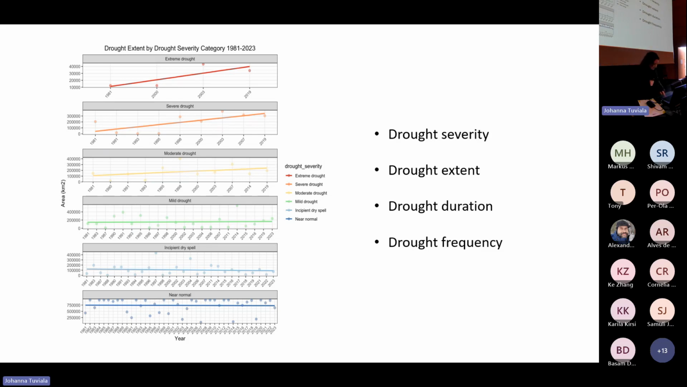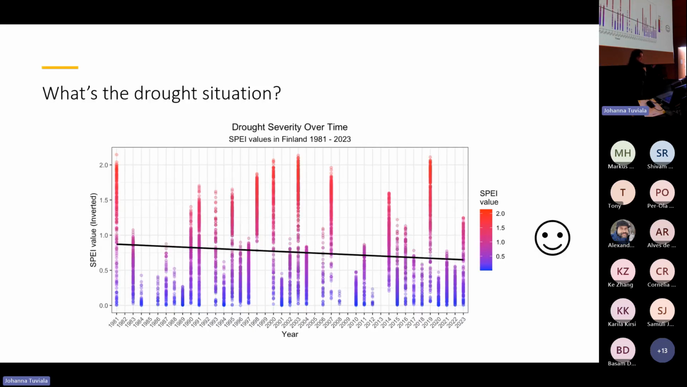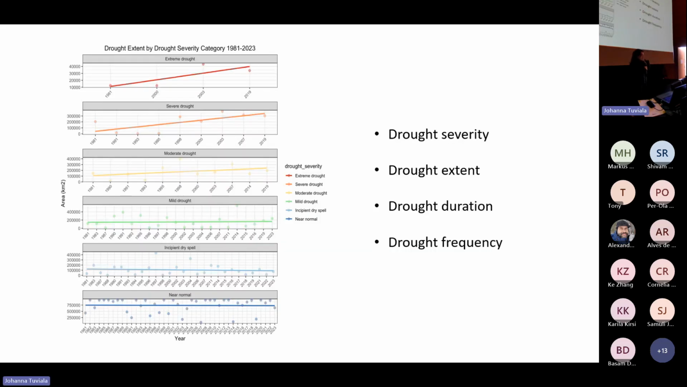And so when we go back, this is just the drought severity in Finland. So we can see some areas where this year has had more severity than other years. But then when we look at the different types of drought, we can see that there is kind of an upward trend in extreme drought, severe drought, and moderate drought. So it kind of depends how these different types of drought impact trees.